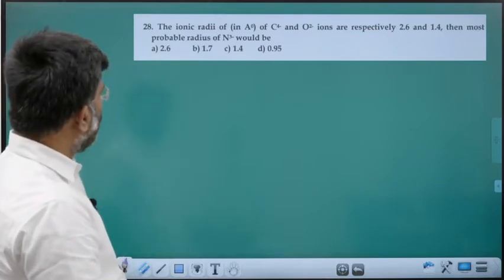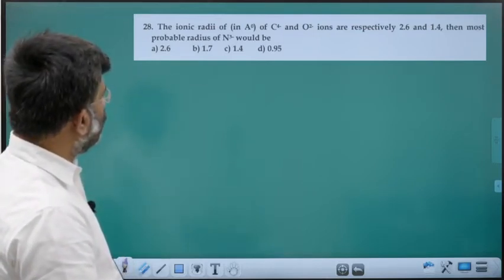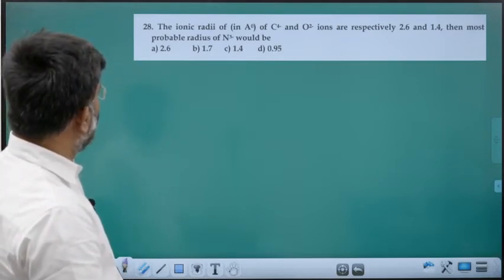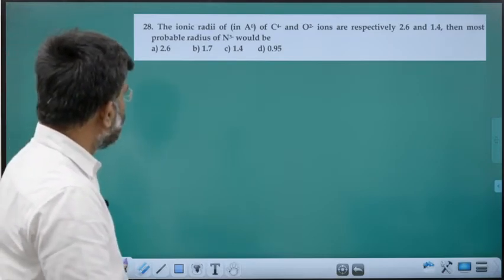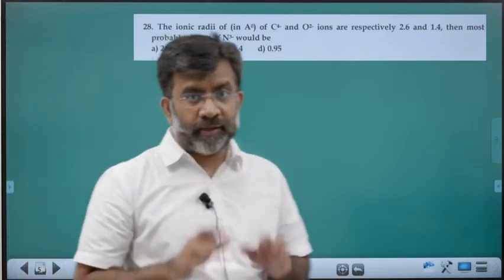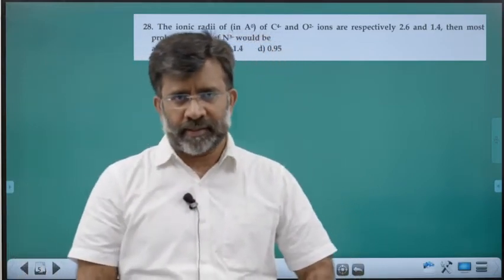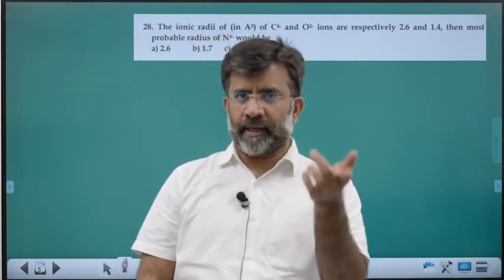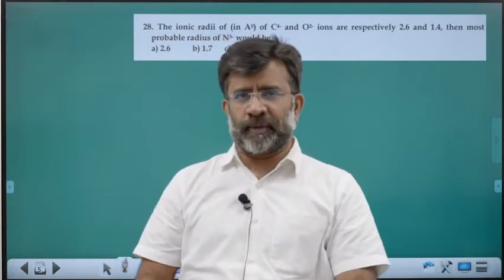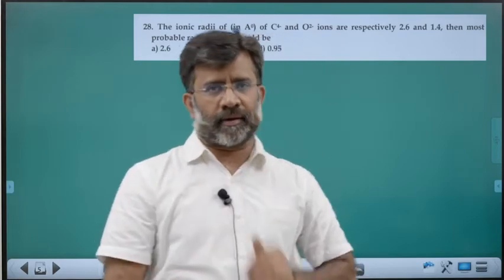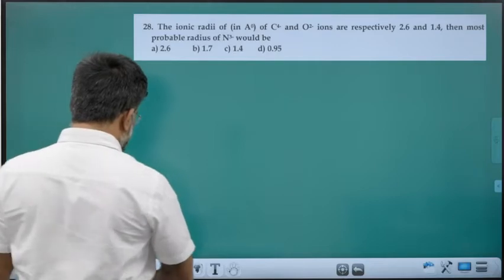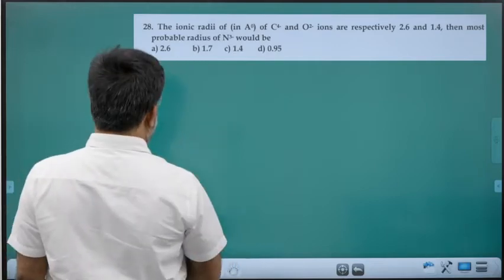Ionic radii of C4−, O2− are given. What is the most probable radius of N3−? See, they are isoelectronic species. C4−, O2−, N3−, they are all isoelectronic species. They contain 10 electrons. For isoelectronic species, what is the nature of the size?